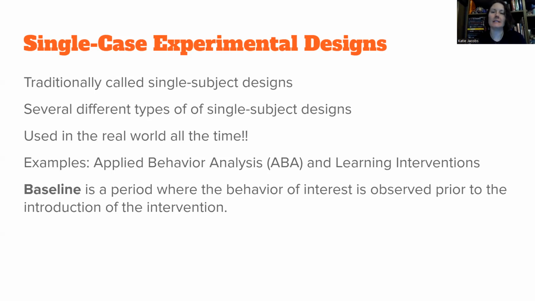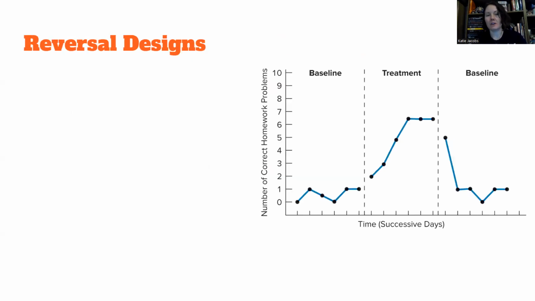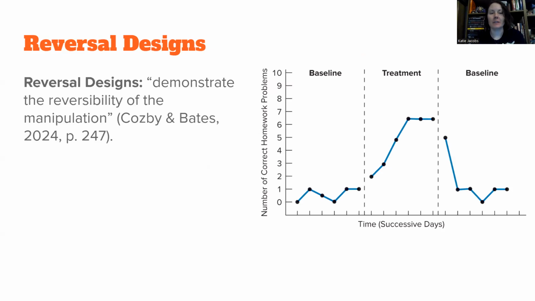So when we're doing single case experimental designs, we're always going to start with a baseline of where people's functioning is. A lot of times this is a period where whatever behavior you're interested in observing, you just observe where it's at the beginning before you've done any type of intervention. Okay, so if we look here, there's different types of single subject designs. There's a bunch of different ones, but there's a whole class of them called reversal designs. And these are basically where we demonstrate the reversibility of the manipulation.